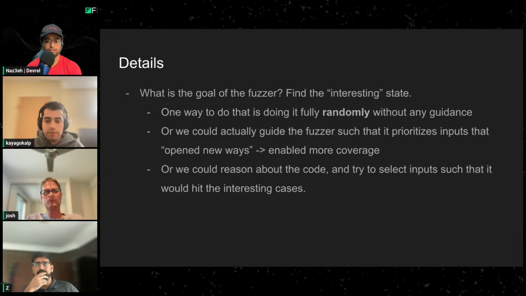The other way that we are thinking might be useful as a follow-up implementation, after we land the first implementation with the fully random fuzzer, is going to be something where we can do better, right?